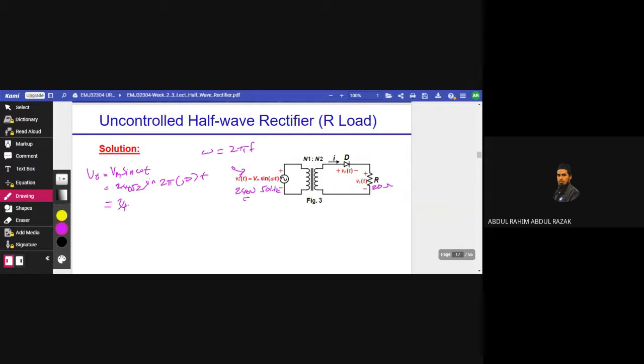So 340 sine 100 pi t. So this is your instantaneous VT. For example, if you measure this VT, this input, say here, this is your T. So this is your 2 pi. So here is the T. So these are the values that you get when you put the T here. So it measures the peak value at certain time.